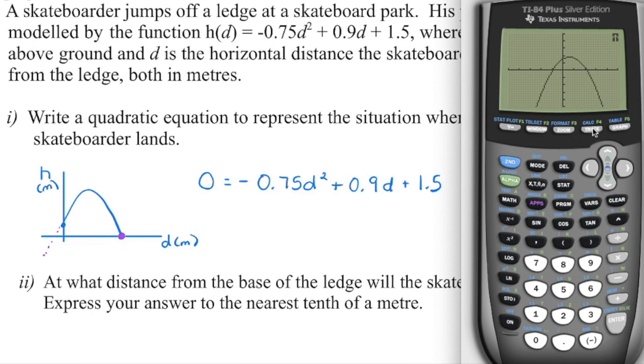So again, we're going to go second function trace. Number 2, we're going to scoot over so that we are to the left of that intercept. And then we're going to scoot over so that we are to the right of that intercept. We're going to guess within that range, and that's the value of my x-intercept.